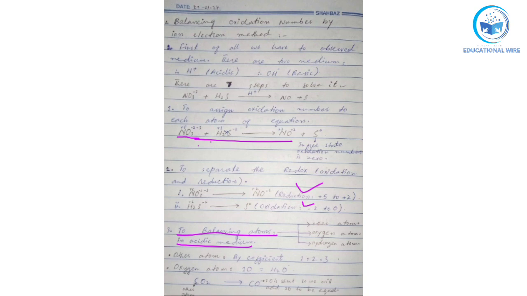Before balancing the atoms in acidic medium, we are having three types of atom. One is the other atom, second is the oxygen atom, and third is the hydrogen atom. First of all we will talk about the other atom. For other atoms, we are searching in the equation and using a coefficient like 1, 2, 3. Talking about the oxygen atom, one oxygen is equal to H2O, meaning one oxygen is equal to water.